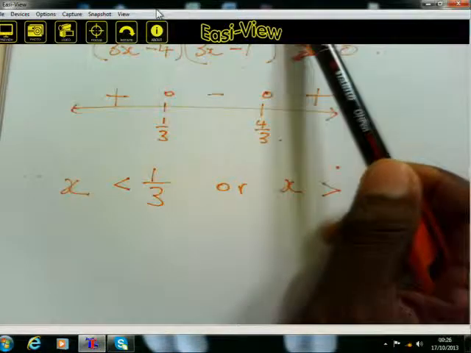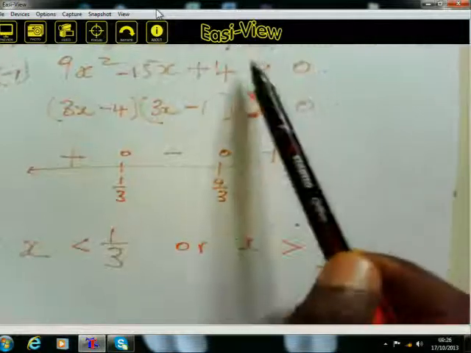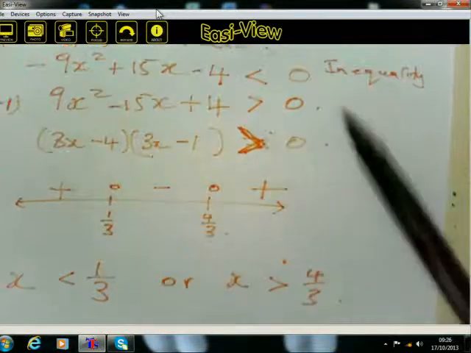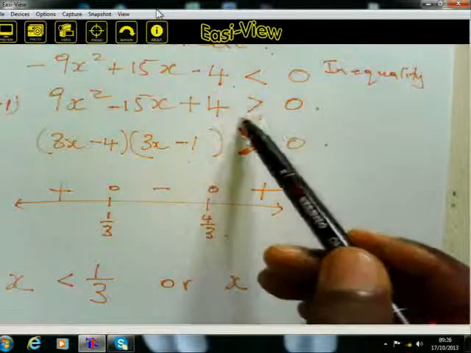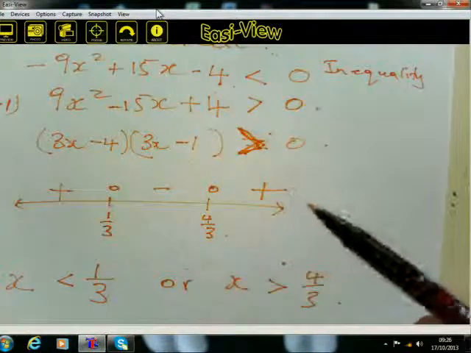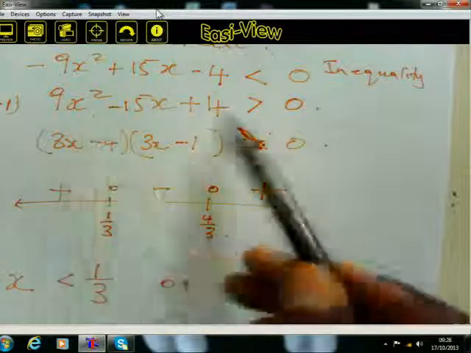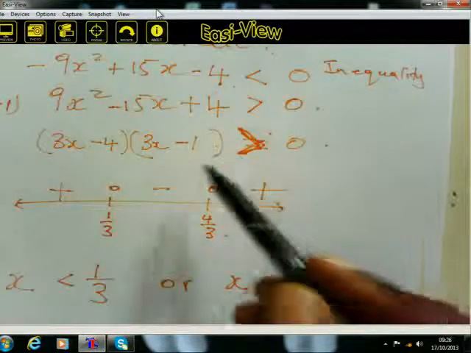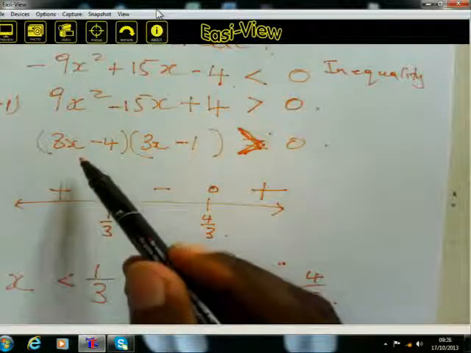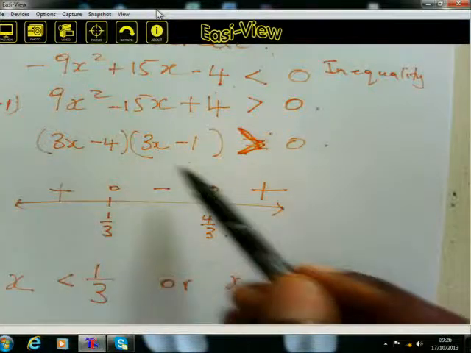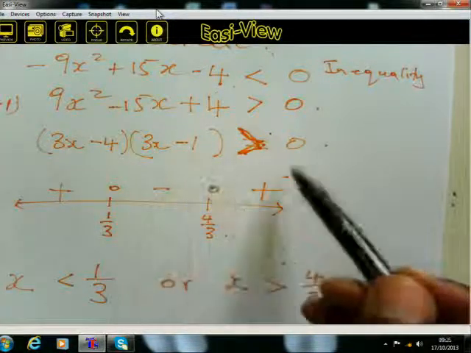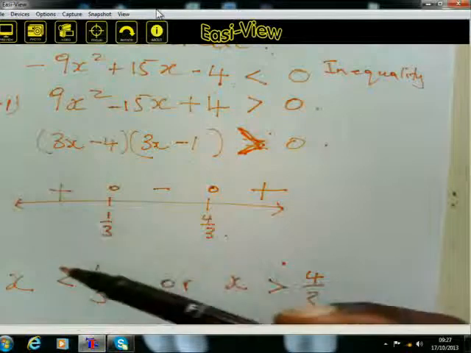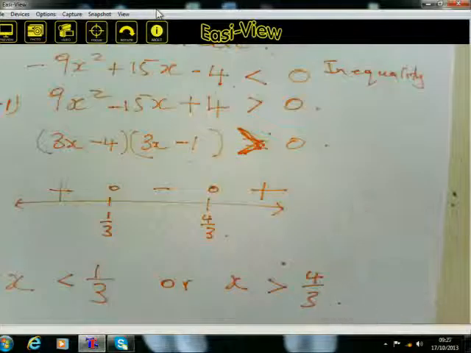Like here, it is less than. If it is less than, what happens is this: it is going to change to greater than, and this is going to be 0. Now, when I factorize this, these are the factors, and the factors are 3x minus 4 into 3x minus 1. In other words, if I multiply this, I'm going to get that one back there.